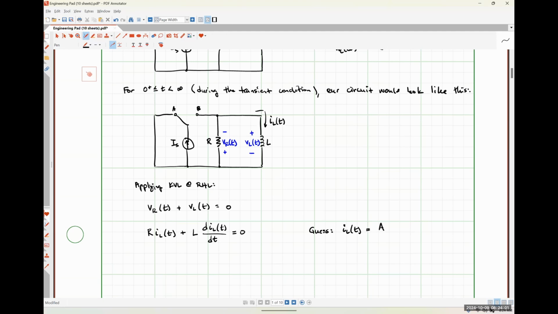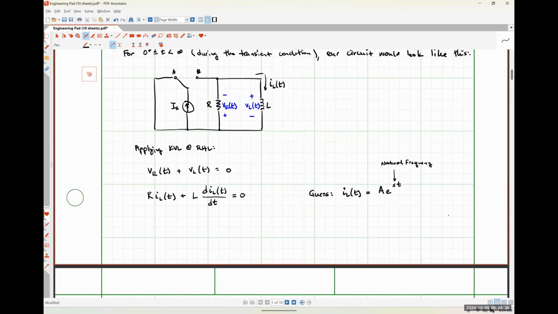So we're going to make a guess that our inductor current will be of the form A e to the st, where A is just an arbitrary constant that's telling us how large the initial value of our exponential function will be, and where this s is what's known as the natural frequency of the system. And for those of you that have had Math 245, you may have also heard it called an eigenvalue for the system as well. Okay.